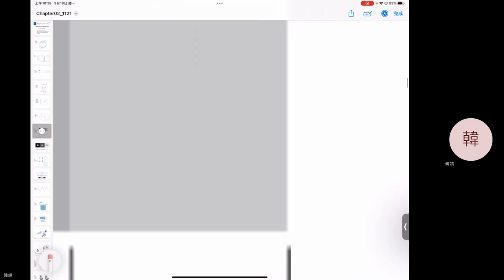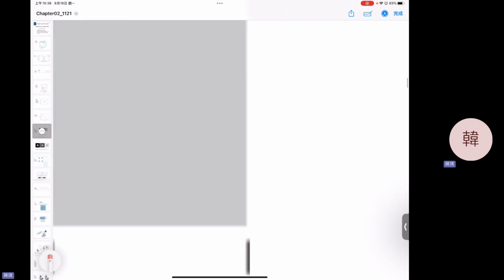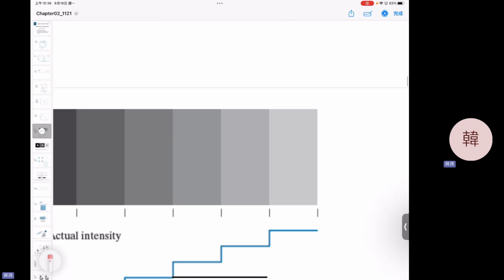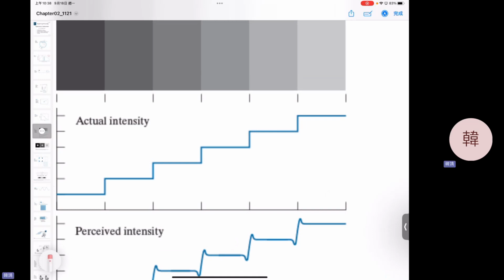Now you can see they are exactly the same, right? The gray level is exactly the same. But if I put them together, they look different. They look brighter here. So this is common to our eyes. Your eyes will do some simultaneous contrast and perceive the image intensity differently from the exact image.